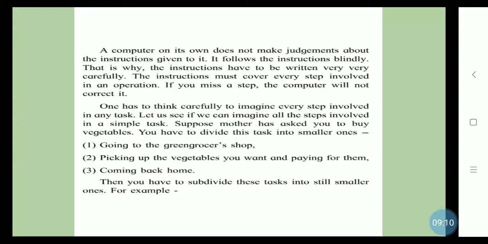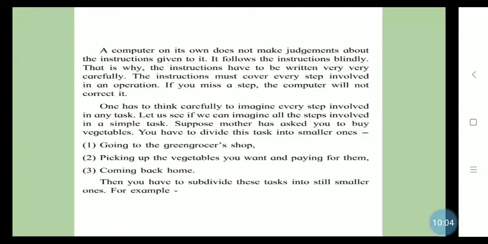Let us see if we can imagine all the steps involved in a simple task. When we are putting down the steps involved to perform a task, we need to be very careful and put down every little step. Suppose mother has asked you to buy vegetables. You have to divide this task into smaller ones. Asking you to buy vegetables is a task, but you need to break it up into smaller tasks: going to the grocery shop, picking up the vegetables you want and paying for them, and coming back home. So these are the steps involved in buying the vegetables.